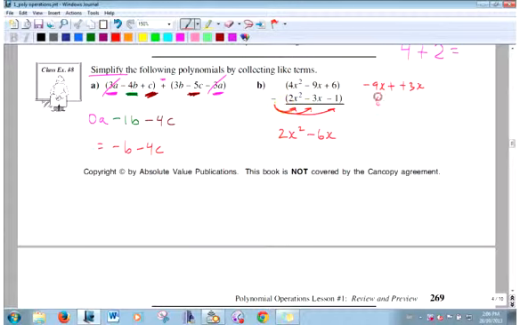Plus 6 minus minus 1. See, that minus changes this minus to a plus, right? That's why it's important to multiply it out. What's 6 and 1? Okay. That's all you can do. Don't try to combine an x to an x squared.